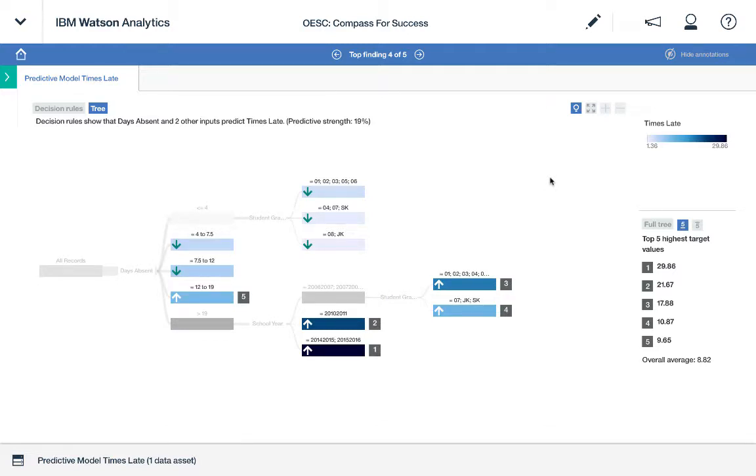As we near the end of our top findings, I've included the predictive tree model to focus on the top 5 highest target values, providing immediate insight into the profile of students who have a correlation to inputs predicting tardiness. This produces a way for the client's users, in this case perhaps a school administrator, to envision and accelerate how to apply advanced analytics to a given problem.